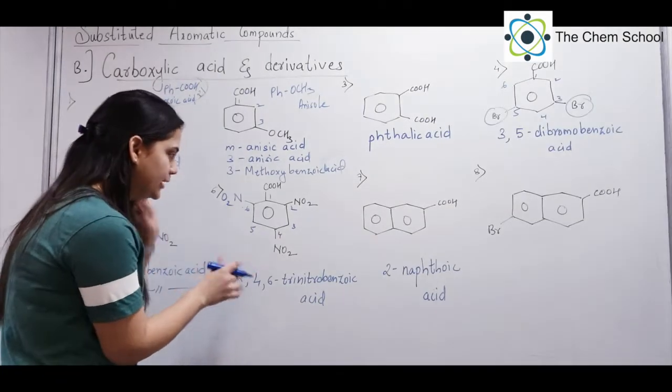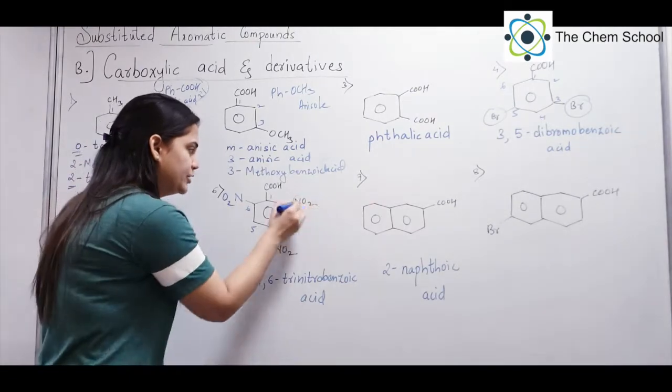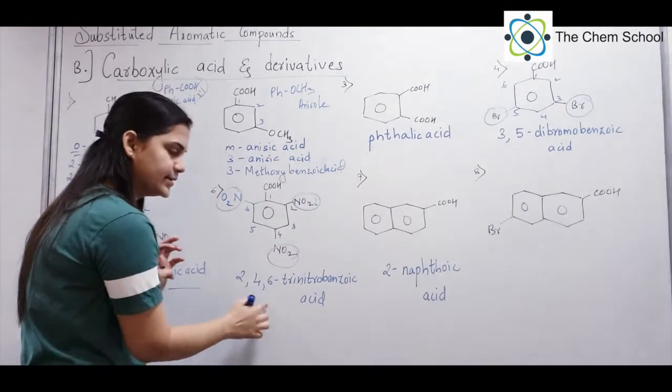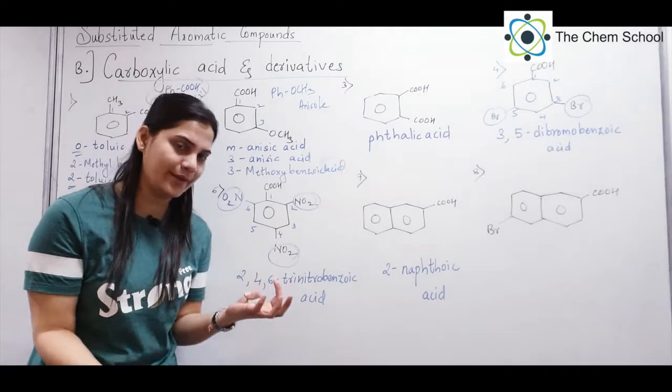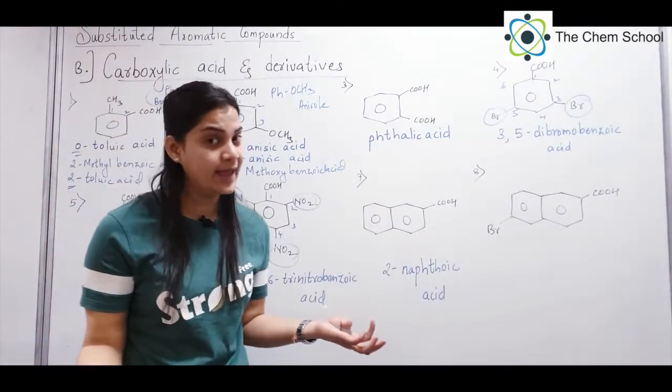So in this case, if you see the name, it is 2,4,6-trinitro, and benzene with COOH is benzoic acid. So 2,4,6-trinitrobenzoic acid.